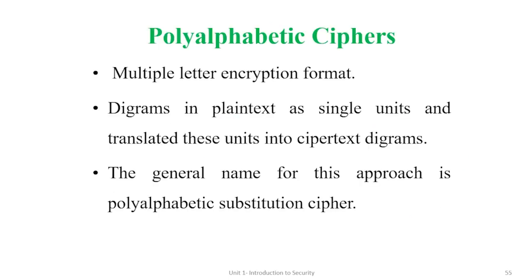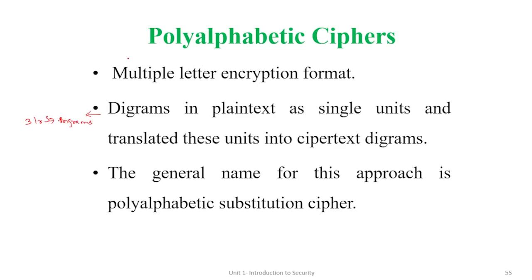The second type of cipher is the polyalphabetic cipher. It is a multiple letter encryption format, which means that we should take the plain text as more than one character representation at a time. So if you want to do encryption, we should take at least 2 letters as a pair for a single encryption. A 2-letter pair is called a digram. A 3-letter pair is called a trigram.